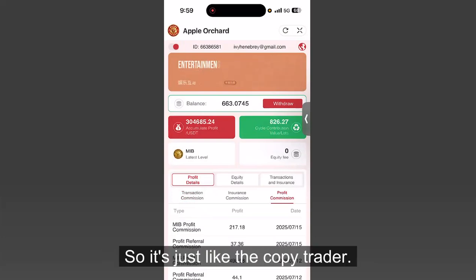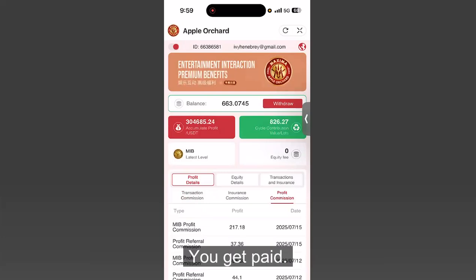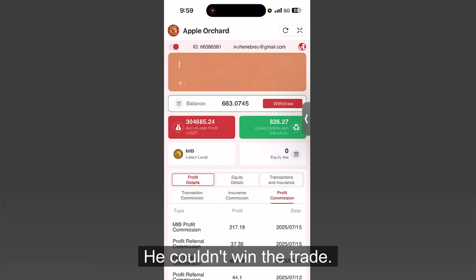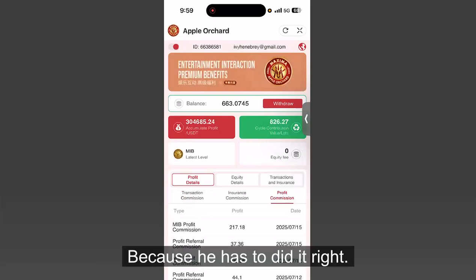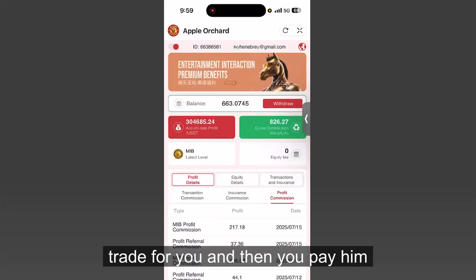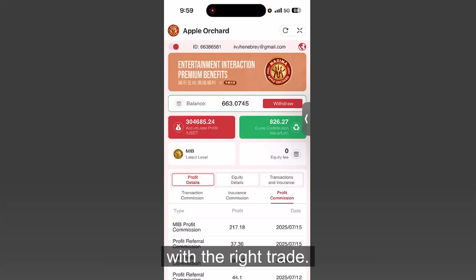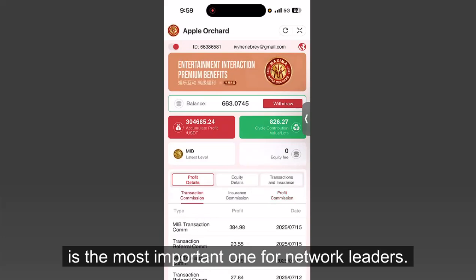So it's just like the copy trader also. When you follow a copy trader, he needs to do it right. If he does it right, you get paid. If he does it wrongly, he couldn't win the trade, he doesn't get paid, and you don't pay him. Because he has to do it right. When he does it right, he wins the trade for you, and then you pay him for the right trade. So for all these two here, it is the most important one for network leaders.